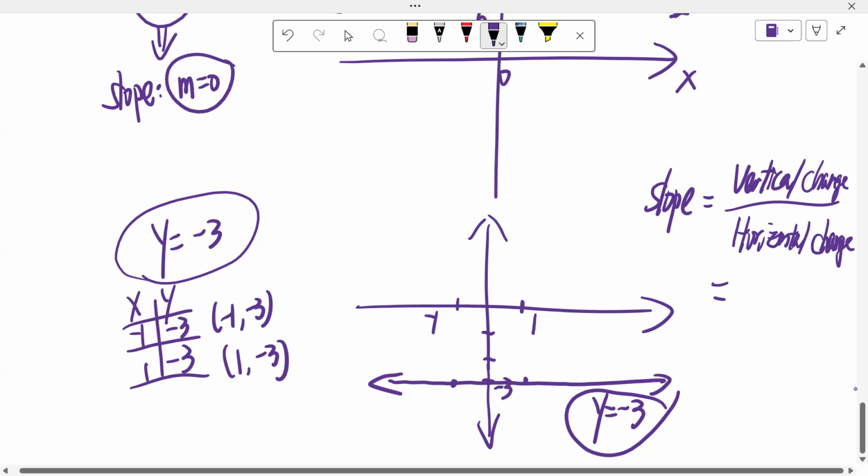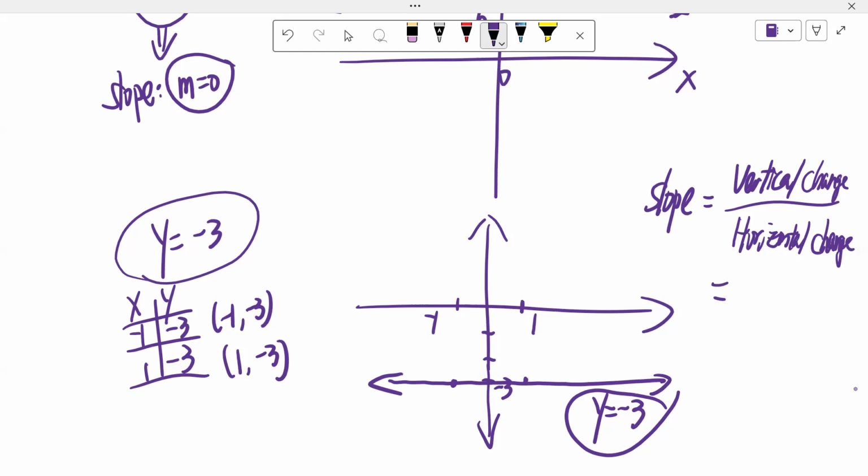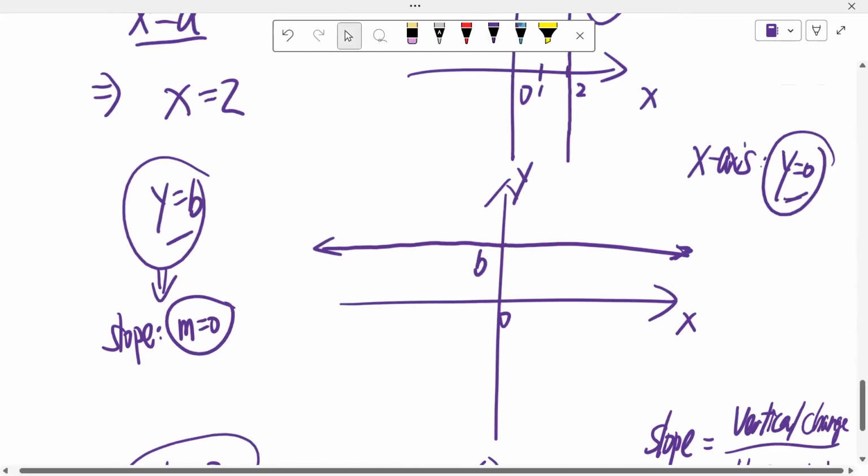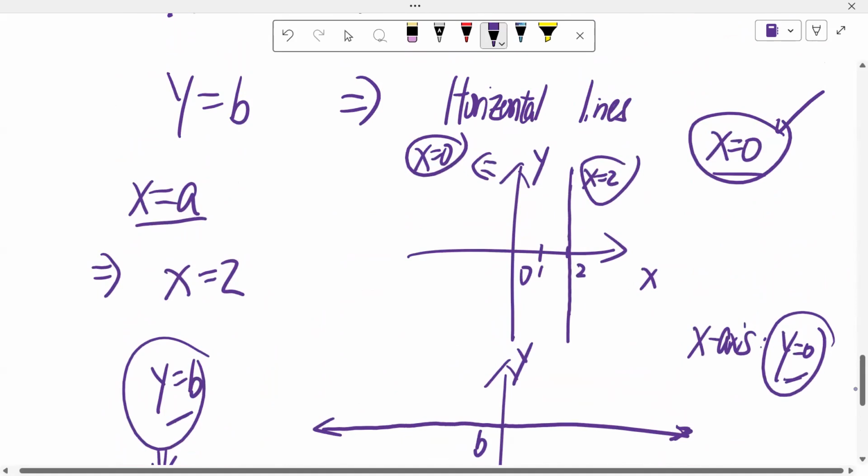That's only with special linear equations. This is called a horizontal line. The other one is called a vertical line, right? The one we did earlier is a vertical line, x equal to a, right? This is vertical.